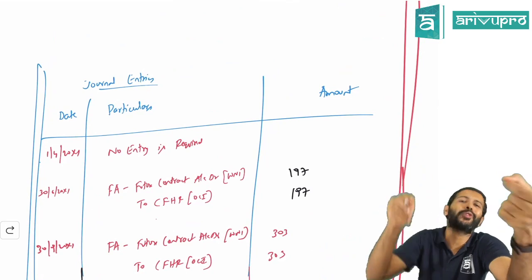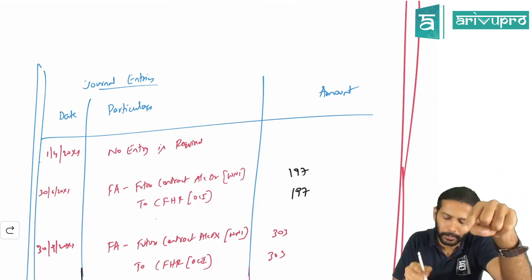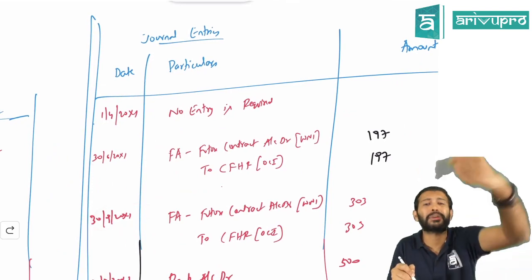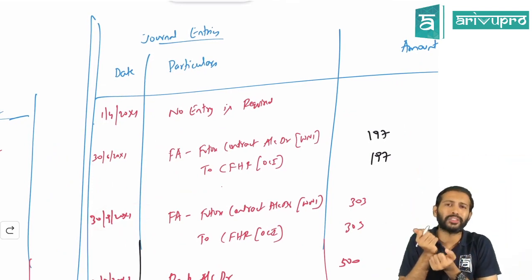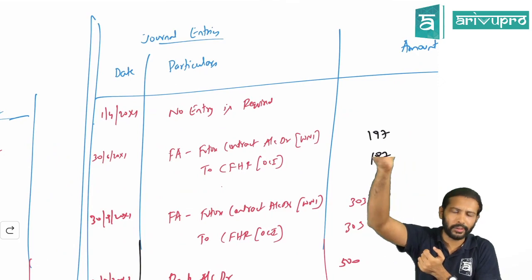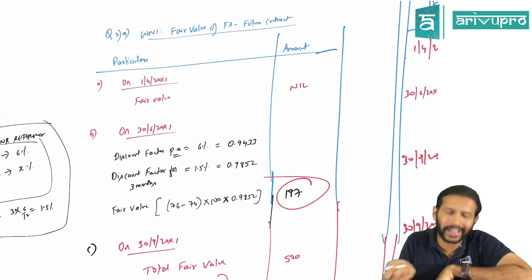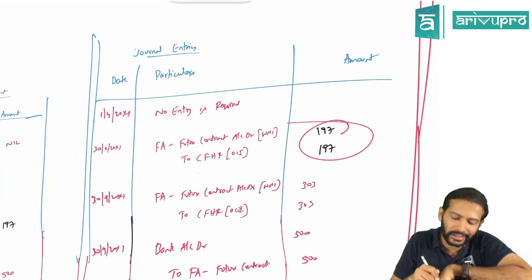Here they said the discount factor is 6% for the whole year. You're passing the entry on 30th June, but the contract will end on 30th September, 3 months down the line. So find out the present value. That 200 rupees becomes your future value, so find its present value. That's what we have calculated here. It comes to 197, so book this entry at 197.